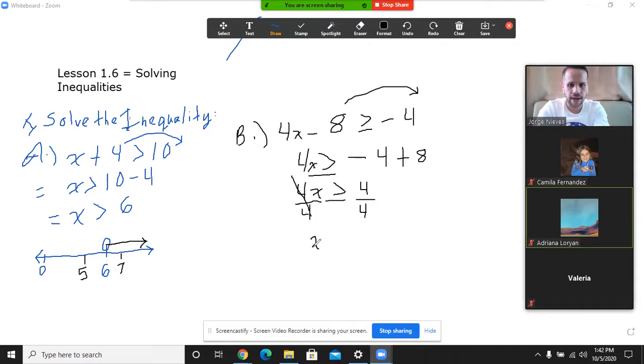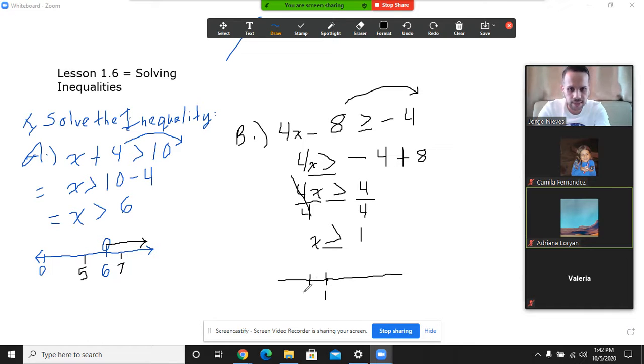I don't reverse the inequality because I am not dividing by a negative. If 4 were negative, I would reverse the inequality. Since it's positive, it stays the same. So when I graph this, if I want to graph the inequality x greater than or equal to 1, I am positioned at 1, estoy posicionado en el 1.